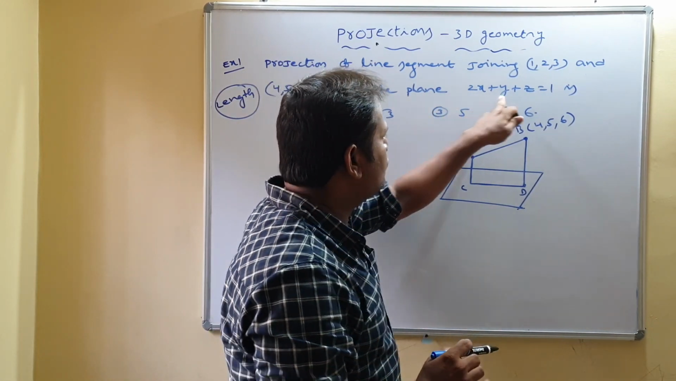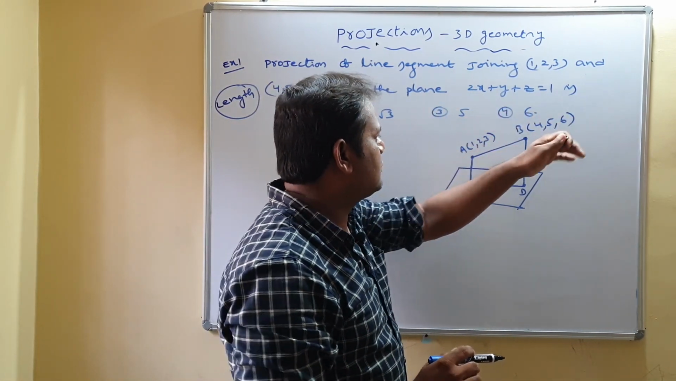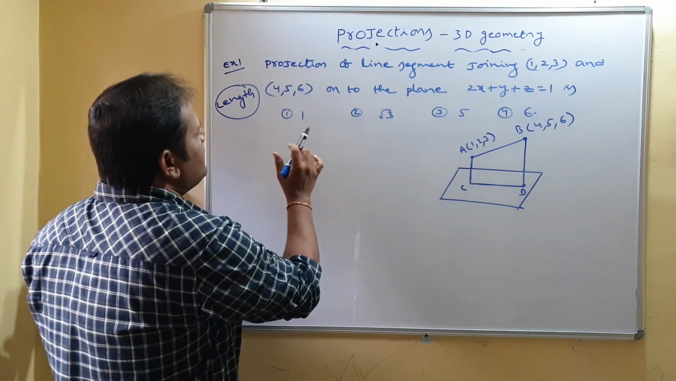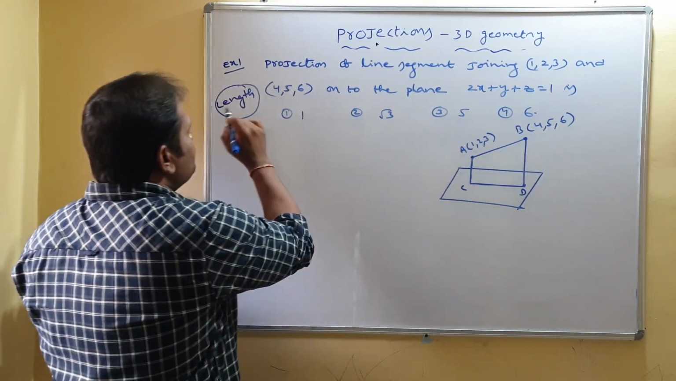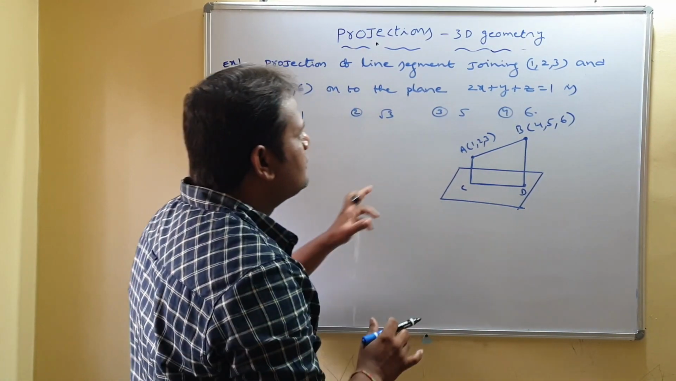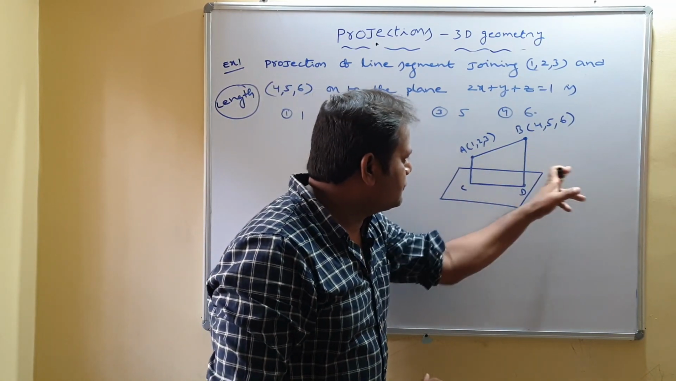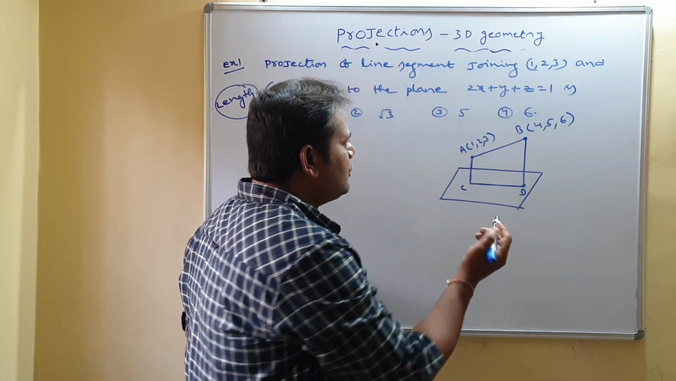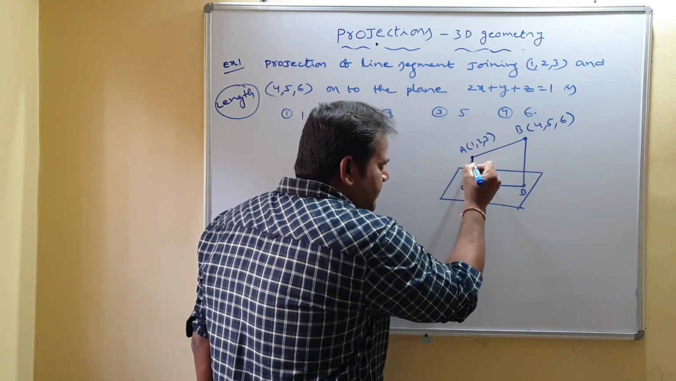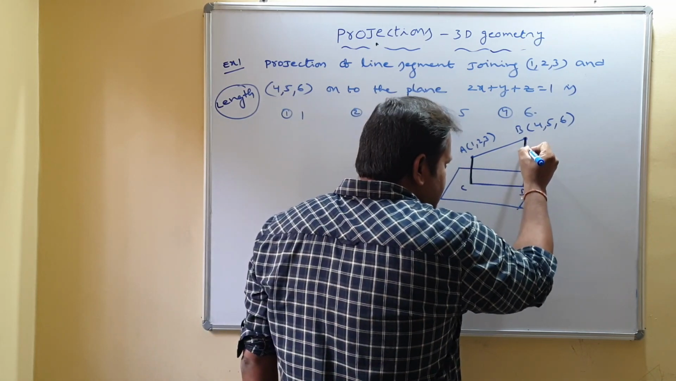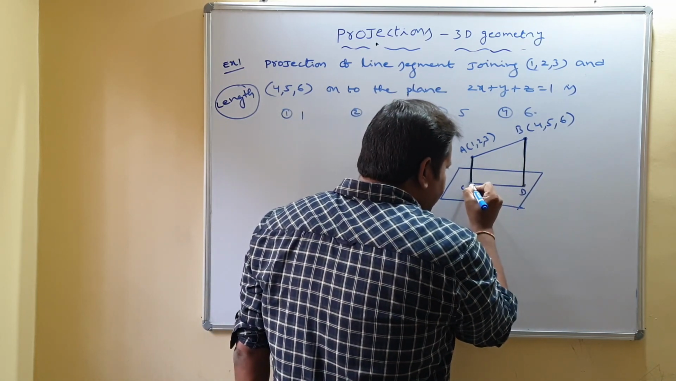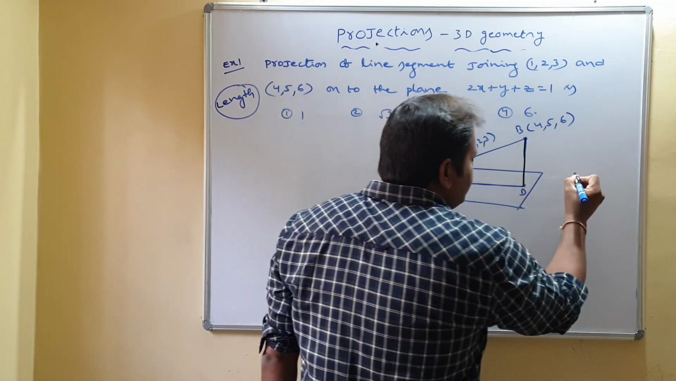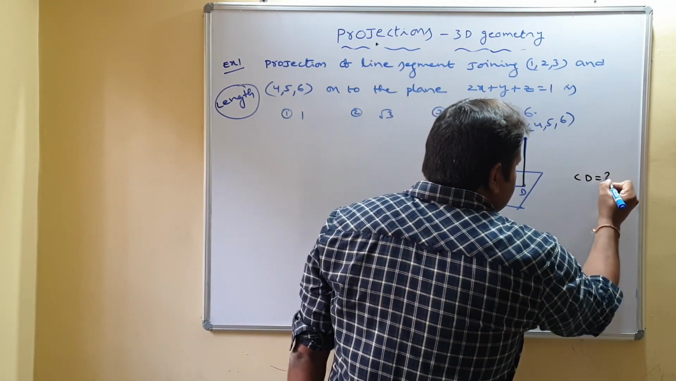Moving to this example: the projection of the line segment joining (1, 2, 3) and (4, 5, 6) onto the plane 2x + y + z = 1 is what? So they are asking for length here, is it? You have to find the length of the projection of AB onto the given plane. To get the projection, we drop perpendiculars. So it is one perpendicular and this is another perpendicular, and the feet of the perpendiculars are C and D. So you have to find the length CD.